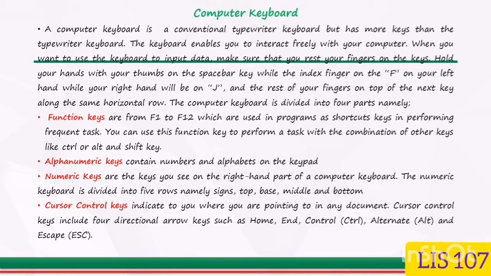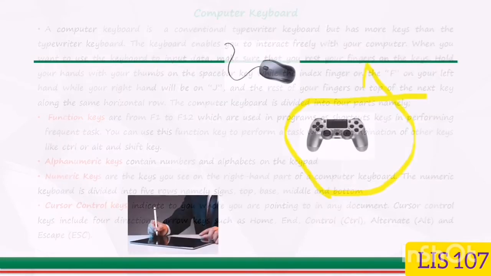The cursor control keys are the ones that indicate where we point to in any document. When you see keys like Home, End, Control, Alternate, Escape, these are usually cursor control keys, and you don't usually use them alone. You usually use them in addition to other keys on the keyboard for them to work. For example, Control. You cannot just press the Control key and expect it to work on its own. But you can press Control A, it will highlight a document. Control C, it will copy. Control V, it will paste, and so on.